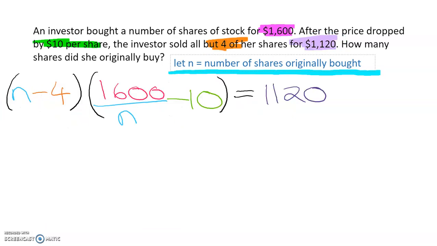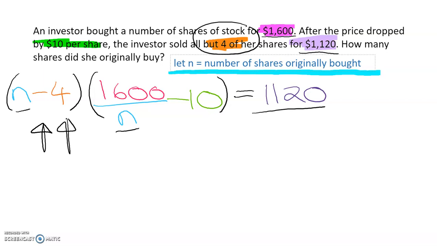So I've tried to highlight it for you so you can see where everything's coming from. So the 1,600 she originally purchased, we don't know how much they were each, but if we divide that by how many she purchased, we do know the amount. So that's where this term comes from. We're subtracting 10 because they're now $10 less each. We're multiplying by N minus 4 because N is the original amount we started with and she's selling all but 4 of them. So she's keeping these 4 here. And the total that she's getting for them is $1,120 as given in the problem.